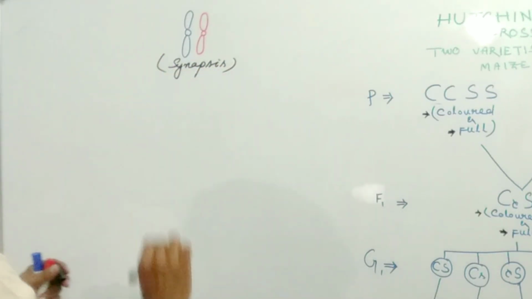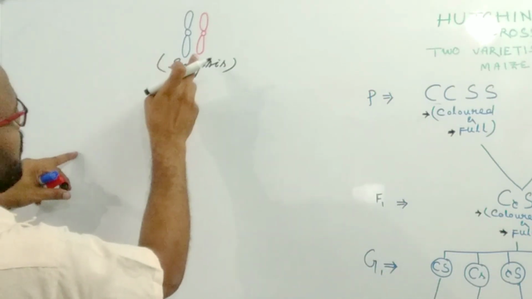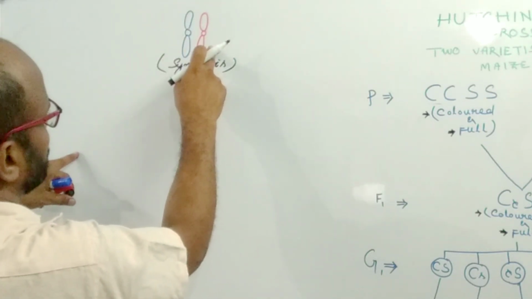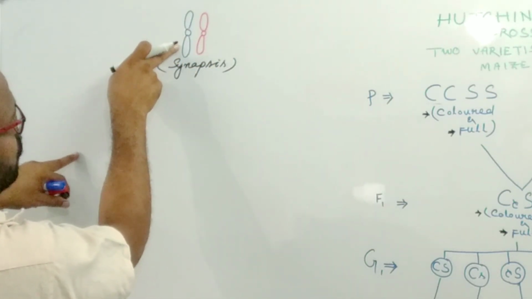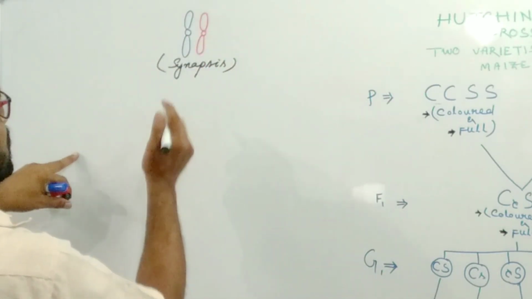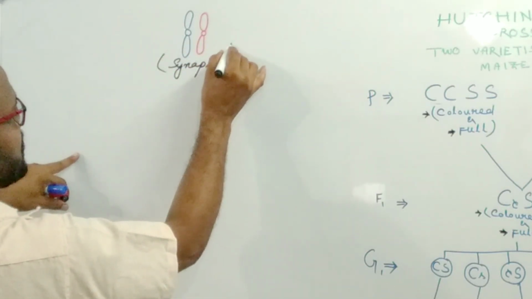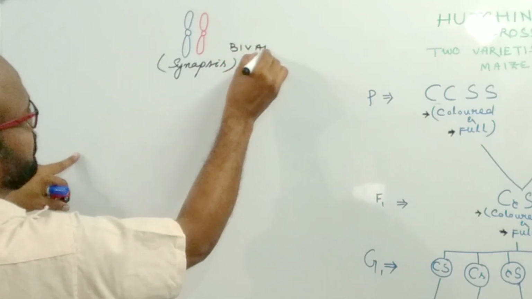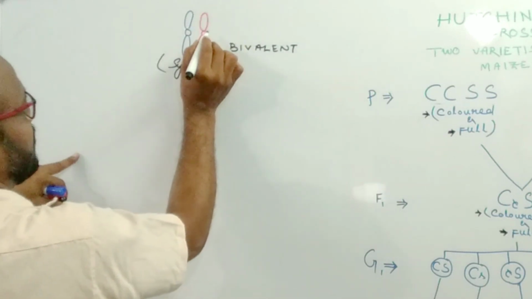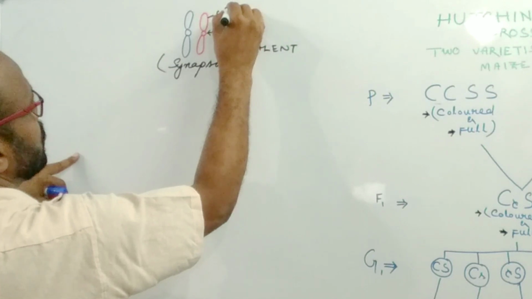The pairing of homologous chromosomes is known as synapsis. This is one pair, and out of these two chromosomes, one comes from father, the paternal chromosome, and the other comes from mother, the maternal chromosome. Now each chromosome has two chromatids, and this condition is known as the bivalent. These are the chromatids and this is the centromere.